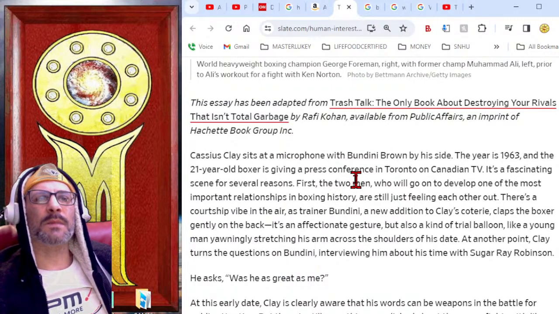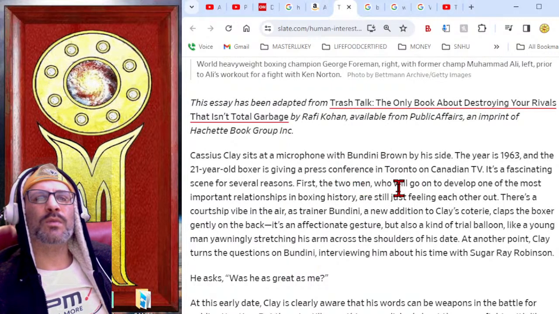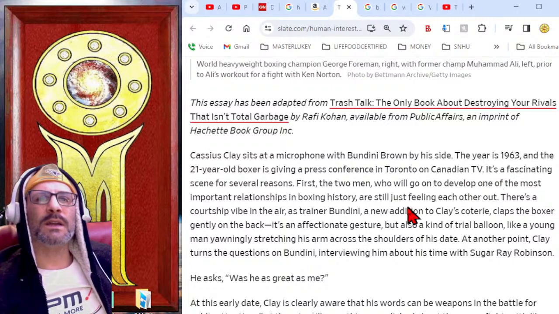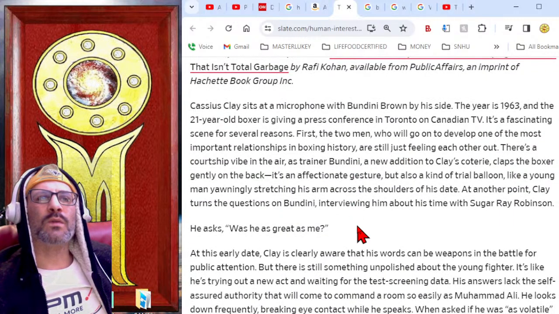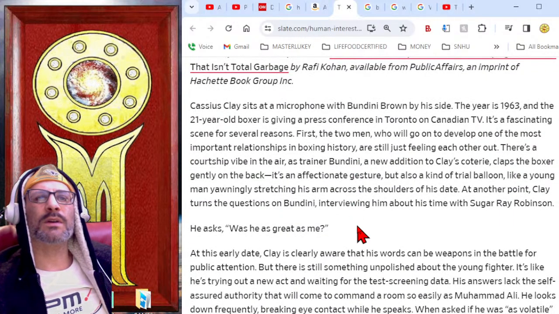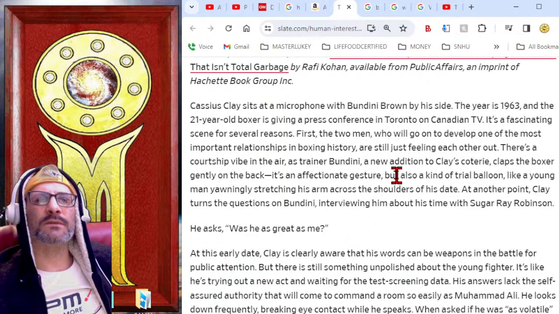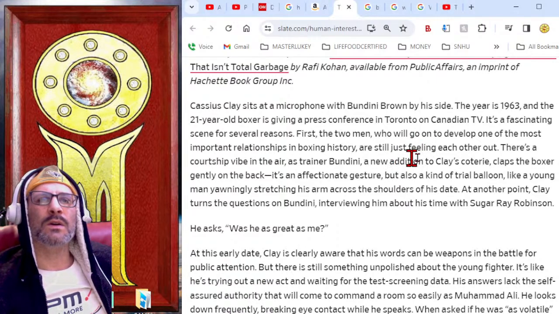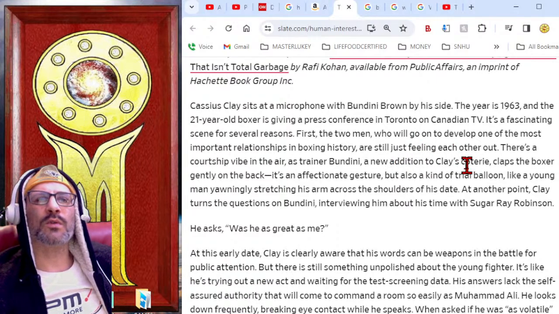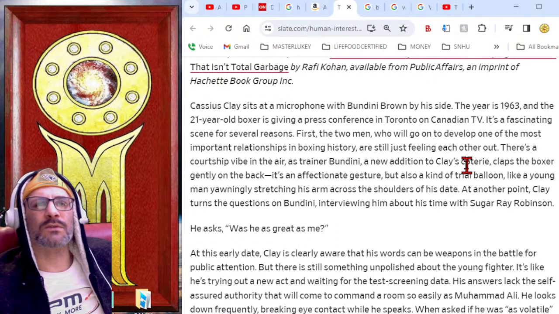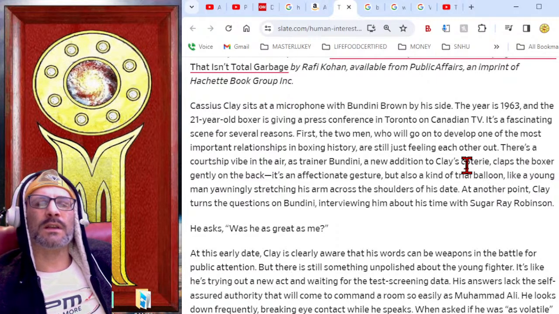Cassius Clay sits at a microphone with Bundini Brown by his side. The year's 1963, and the 21-year-old boxer is giving a press conference in Toronto. It's a fascinating scene for several reasons. First, the two men, who will go on to develop one of the most important relationships in boxing history, are still just feeling each other out.